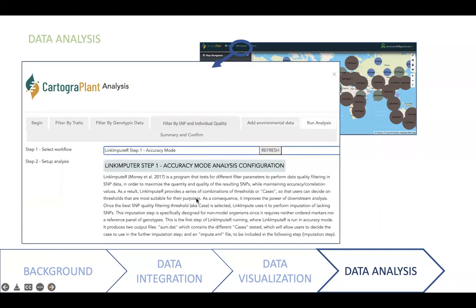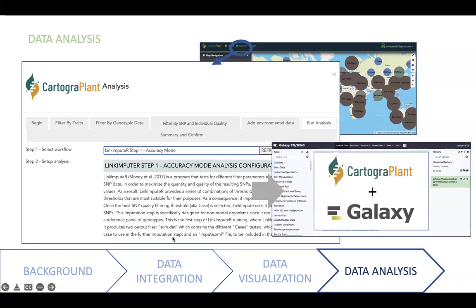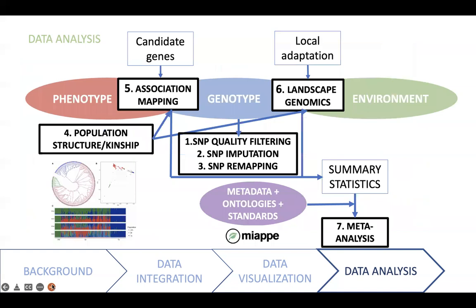And the last tab allows users to perform data analysis. There are several analytical workflows available in CartograPlant that I'm going to explain in more detail in further slides. But before that, it is worth mentioning that this data analysis is possible thanks to a Galaxy instance. For those that don't know what Galaxy is, it is basically a web-based program that allows users to perform bioinformatic analysis of high-throughput data without the need of coding skills, because it is very user-friendly.